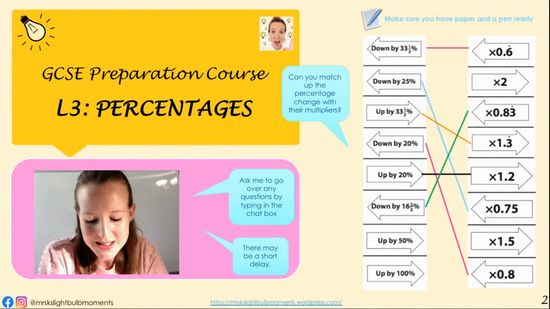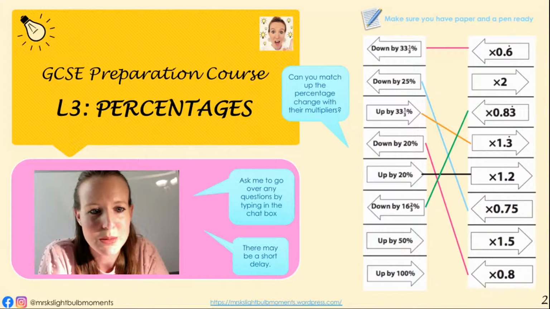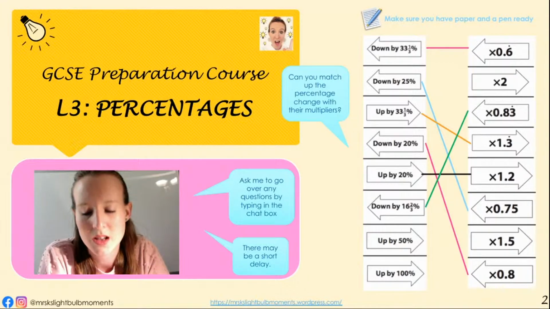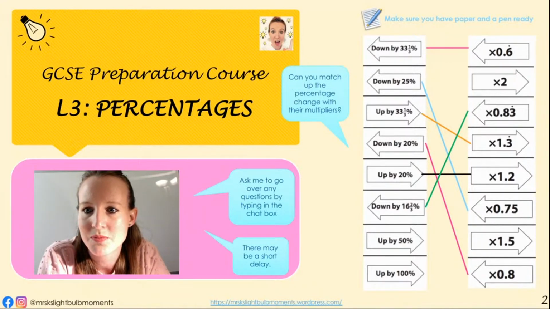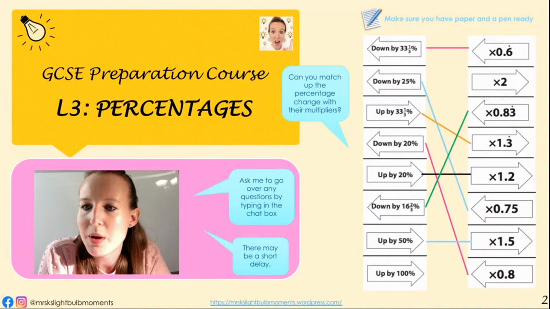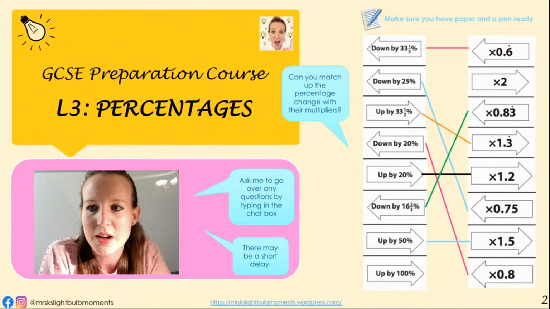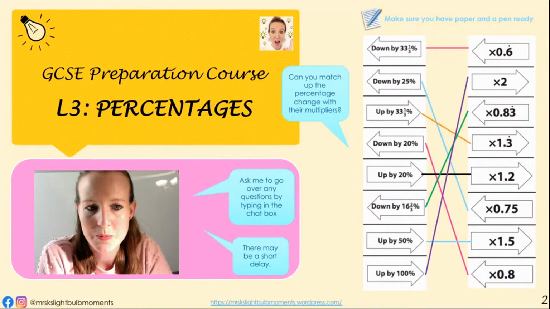The next one, down by 16.2% is multiplied by 0.83 recurring. Now that's because 16.2, remember 2/3 is 0.6 recurring. So we've got 16.6 recurring. We've got to work out what's left to bring that up to 100% and work that out as a decimal. Our next one, if we want to go up by 50%, we multiply by 1.5 because we've now got 150%. And the last one, if I want to go up by 100%, I times by 2. Because I've now got 200%.